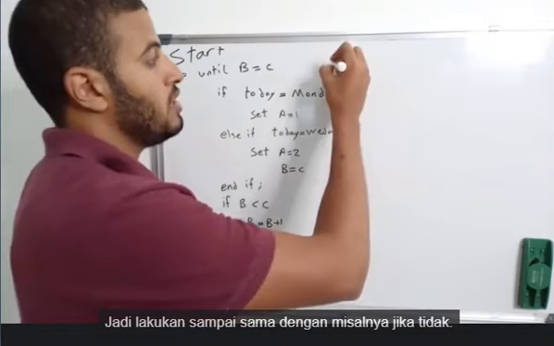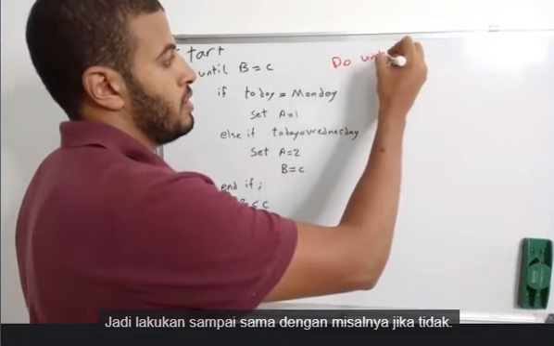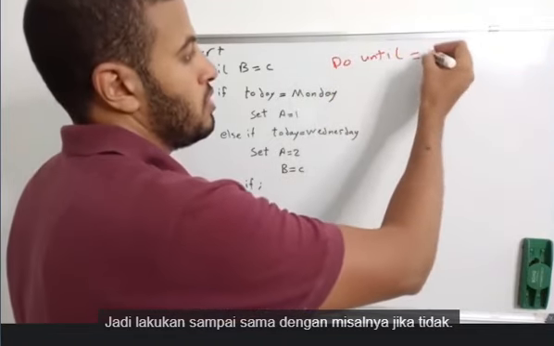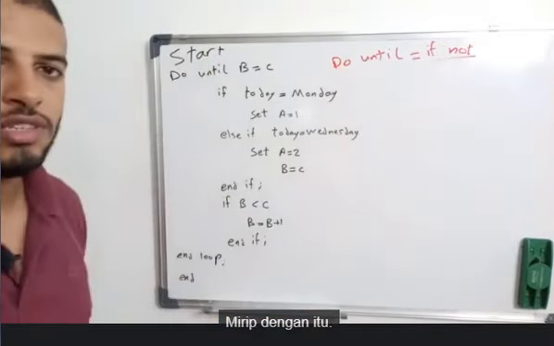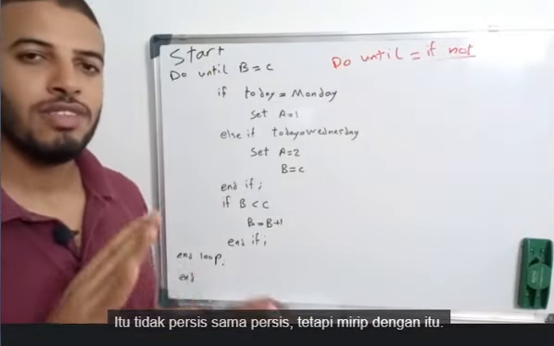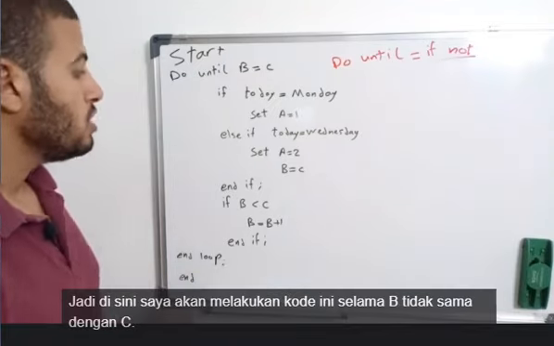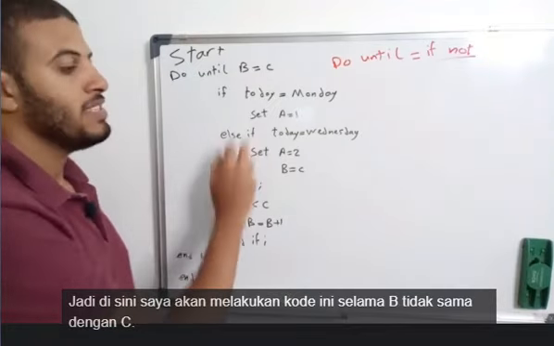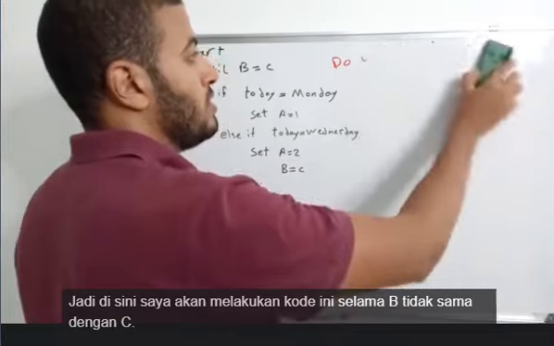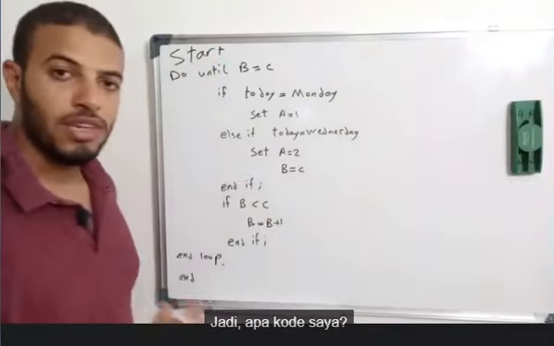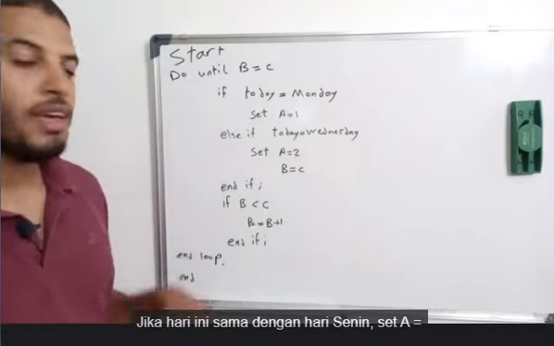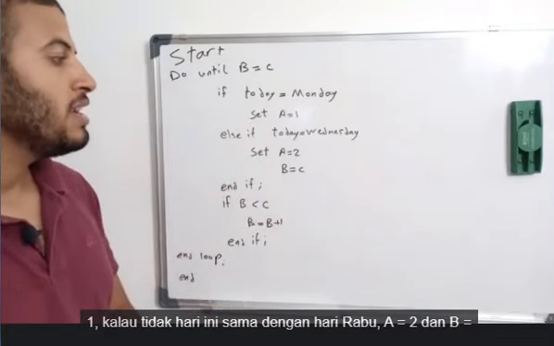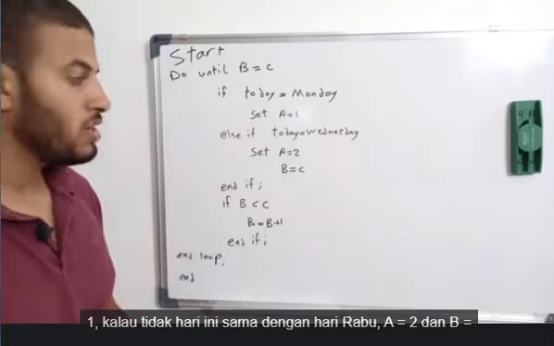So do until is equal to, for example, while not. It is not exactly the same, but it is similar to it. So here I will do this code as long as b is not equal to c. So what is my code? If today equals Monday, set a equals 1, else if today equals Wednesday, a equals 2, and b equals c.